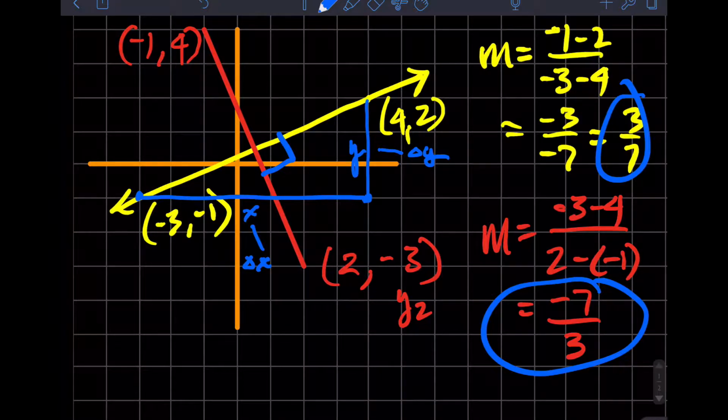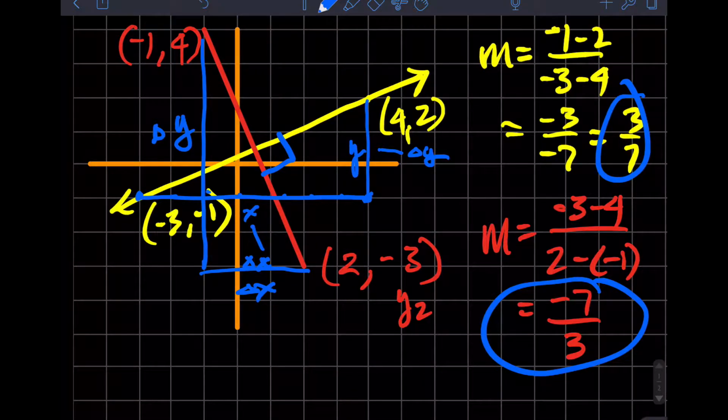Once I do that here, note that I'm going to have 1, 2, 3, 4, 5, 6, 7. This is a distance of 7. That's now my change in y. And this distance 3 is now my change in x. So the change in y and change in x change positions. That's how you get the reciprocation or the inversion.